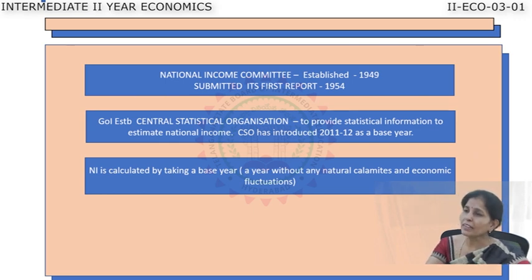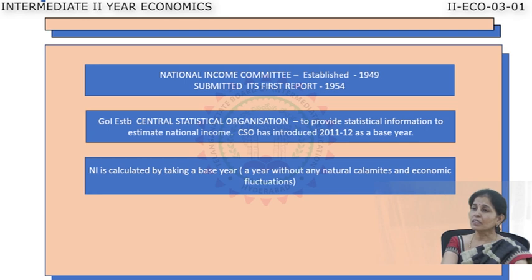Now, to provide the information, they need an organization which gives the data to them. And to provide the data, statistical information, the government has established the CSO, what we call the Central Statistical Organization. This organization provides all the data that is required to calculate the national income.